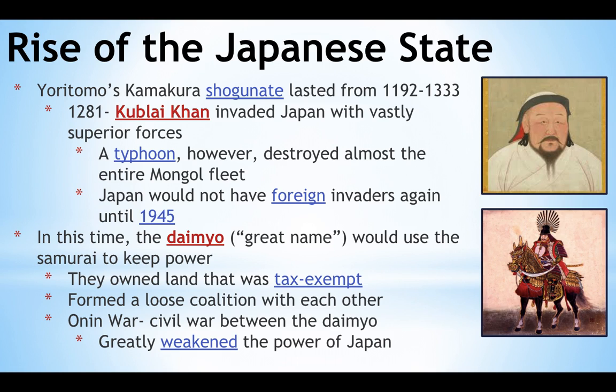But in this time, the daimyo, which means great name, would use the samurai in order to keep power. Okay, so that means the nobles and the shogun would use the samurai, and they owned land that was tax exempt. They formed a loose coalition with each other, and then in the Onin War, there was a civil war between the daimyo. But this greatly weakened the power of Japan because the nobles were fighting each other, and so some other people got ideas that maybe they could take power.